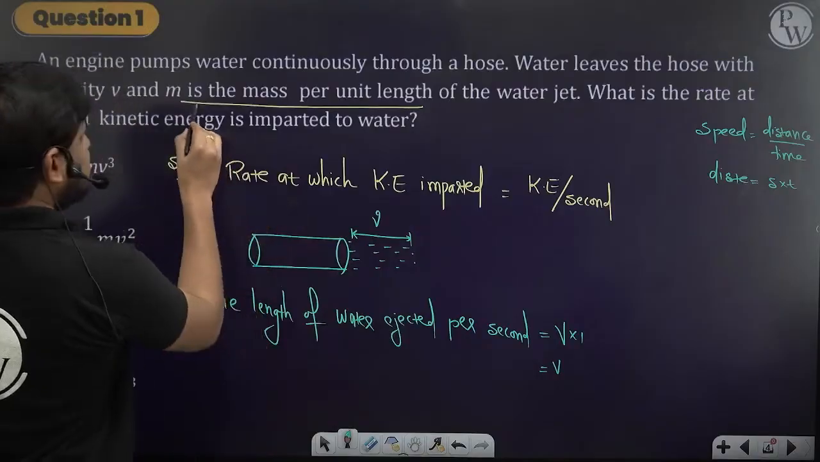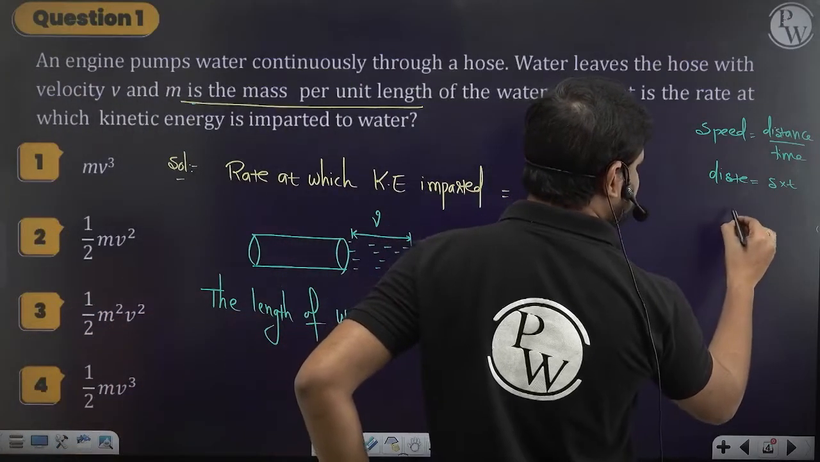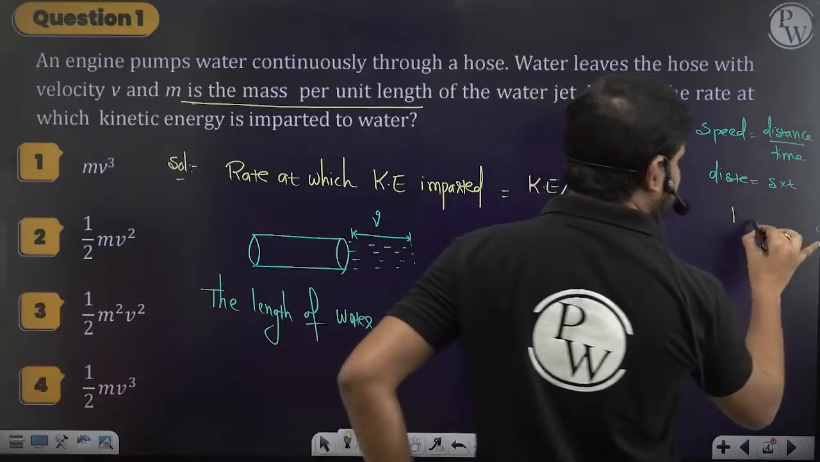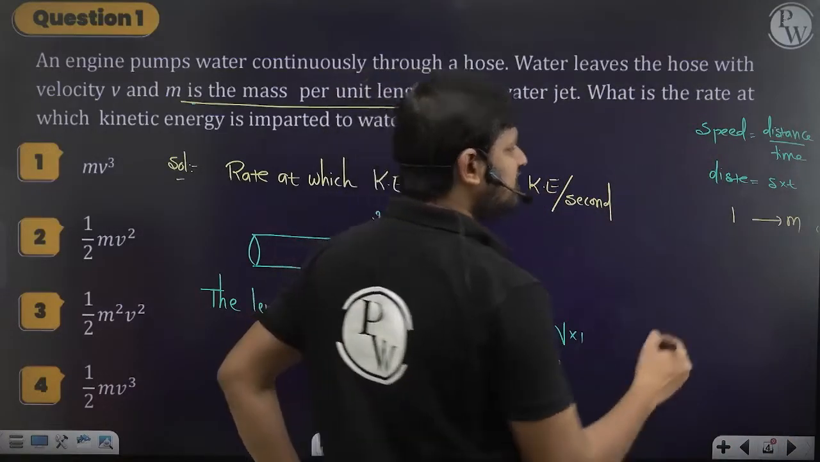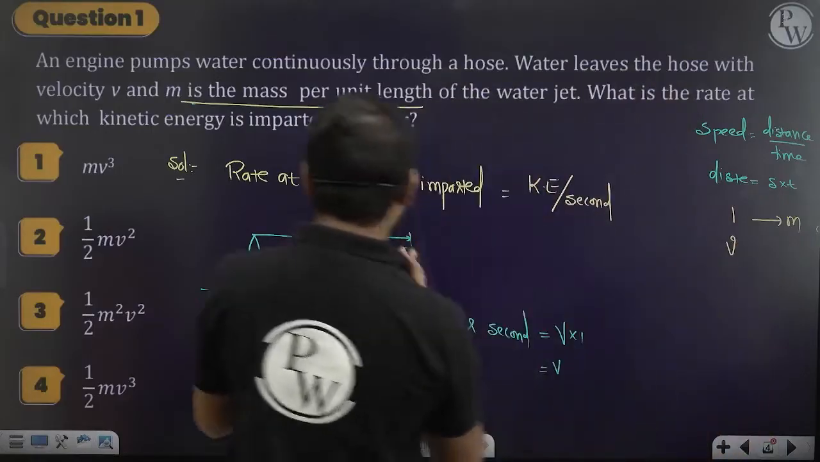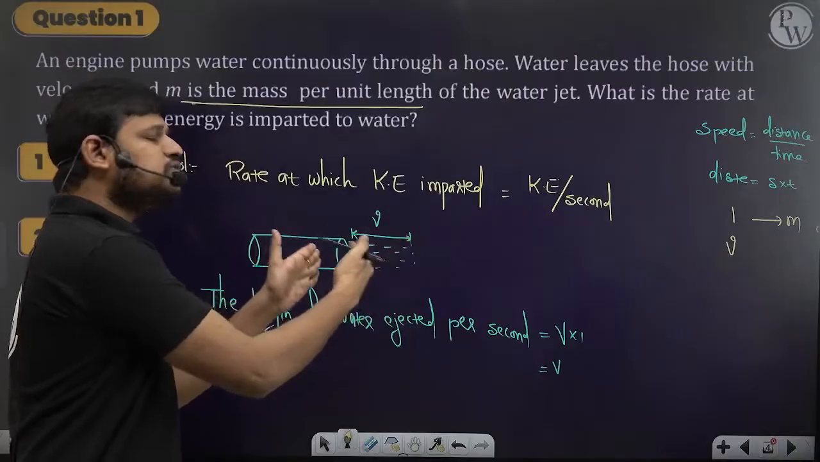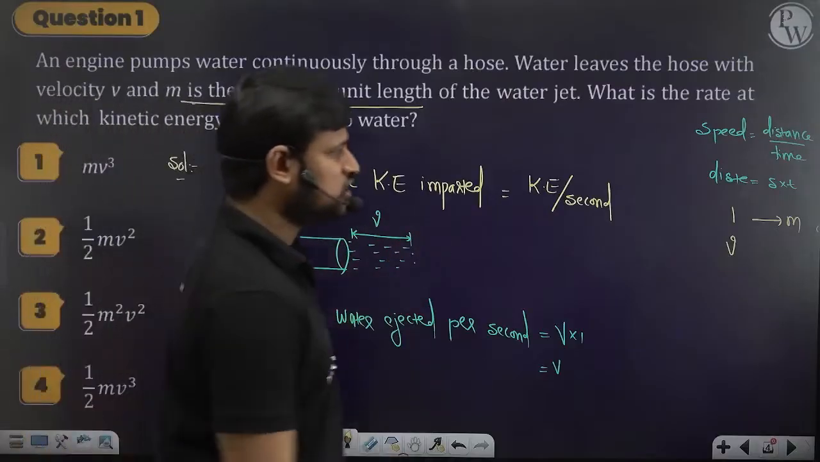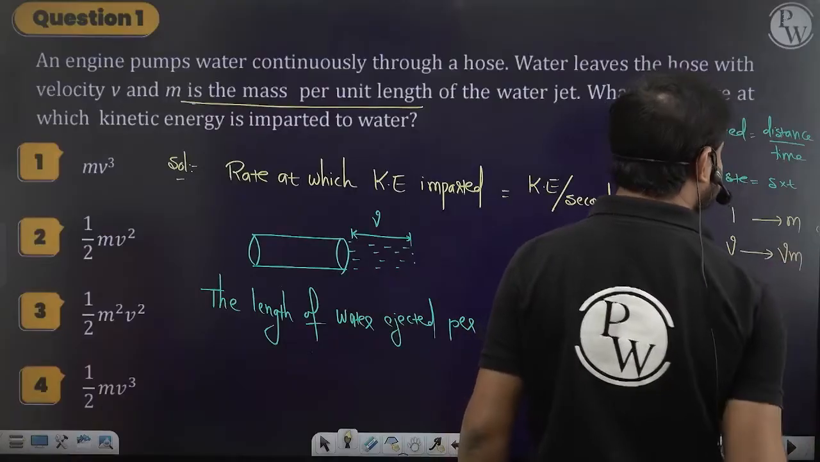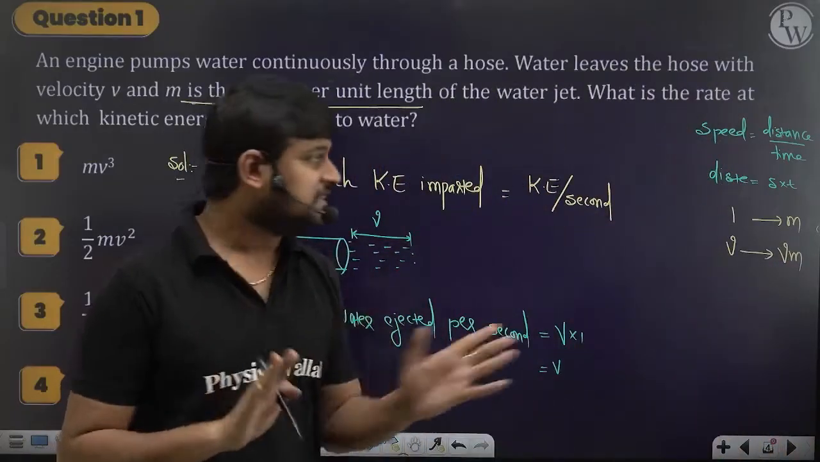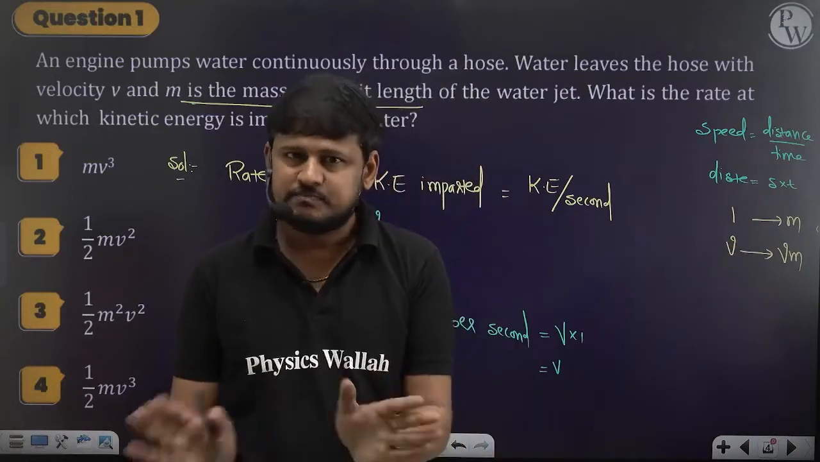m is the mass per unit length. So for 1 unit the mass is m. For V units of length, which is how much length of water is ejected from the pump in 1 second, the mass is going to be Vm. For unit length it's m, for V units it's going to be V into m. Simple thing, right?